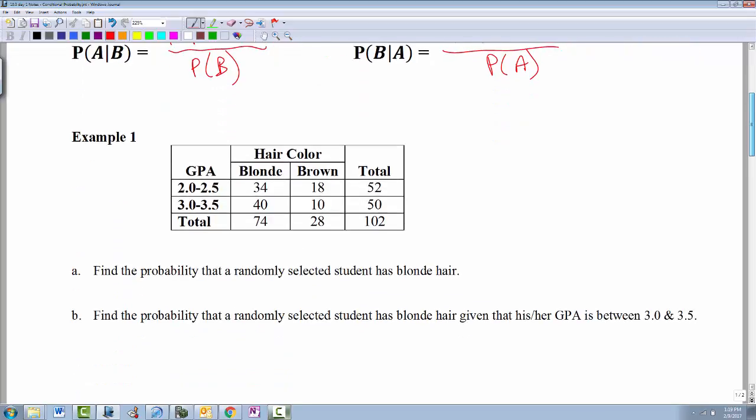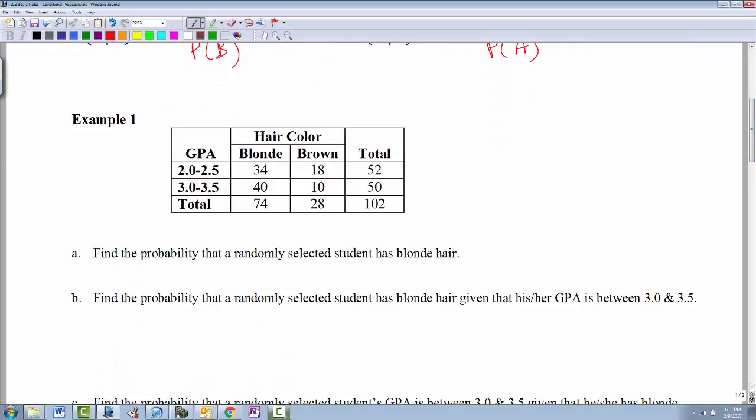So take a minute to write this chart down and maybe the first 2 questions. Find the probability that a randomly selected student has blonde hair. Is there anything special about that statement? No. How many blonde hairs are there in this little thing? 74. Learn how to read the chart. And then how many total are there? 102. And just for purposes of not annoying me, reduce your fractions if you leave it as a fraction. You don't have to leave it as a fraction, though.